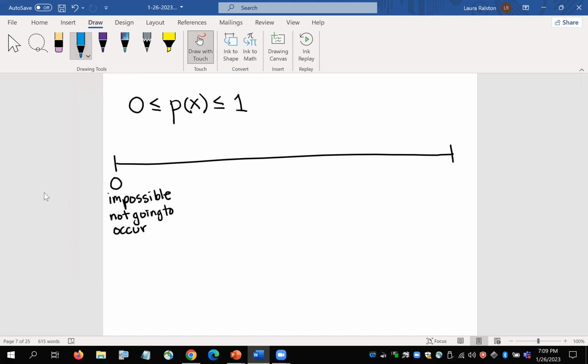For example, if I say, what's the probability that you roll a 7 on a die? Now, a die is a 6-sided cube and it's numbered 1 to 6. There is no way you would ever roll a 7. If I say, what's the probability that Thanksgiving is on a Sunday?